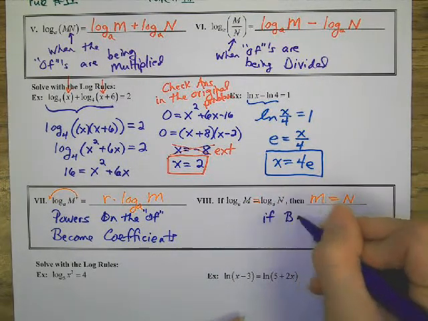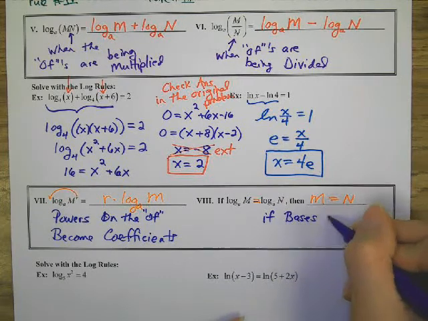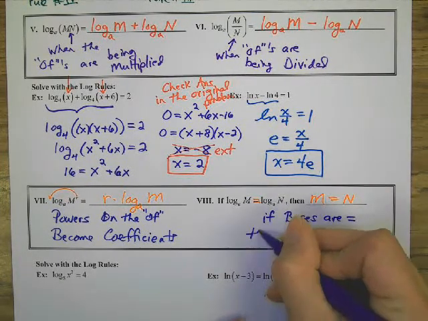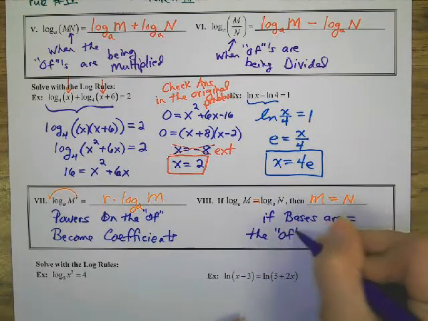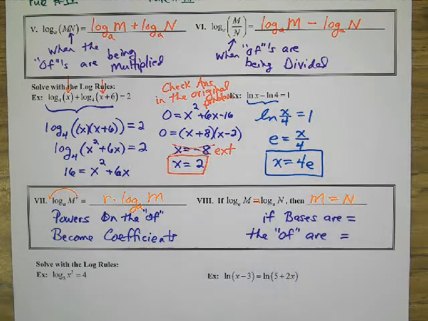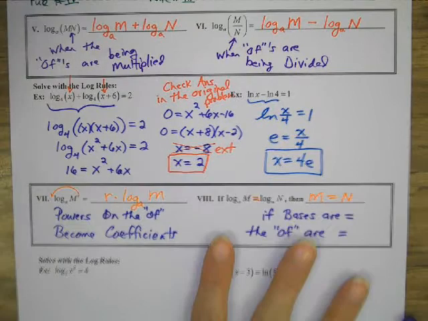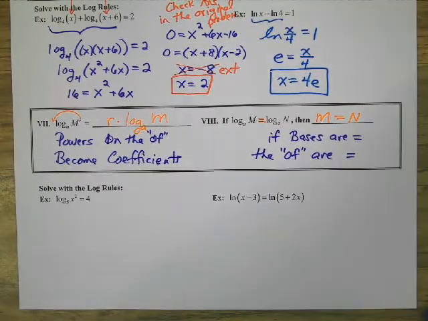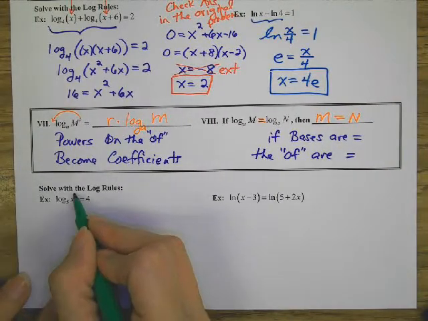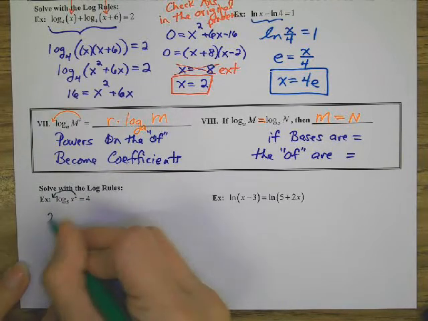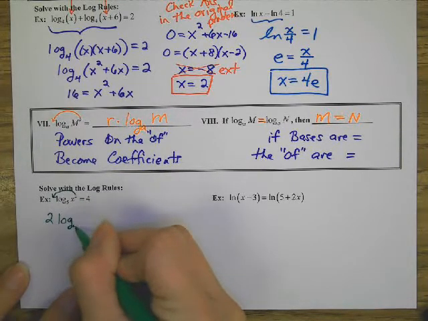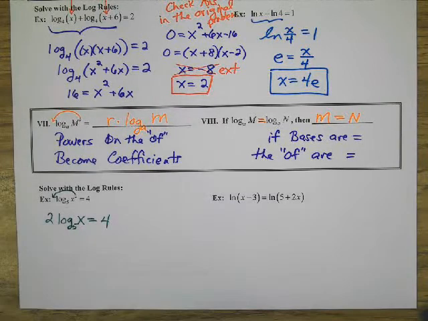All right, let's solve with some log rules. I'm going to solve this problem right here by bringing the 2 downstairs. 2 times log base 5 of x. Okay, let's do some more baby algebra. I'm trying to solve for x, but first, let's divide both sides by 2. Log base 5 of x equals 2.